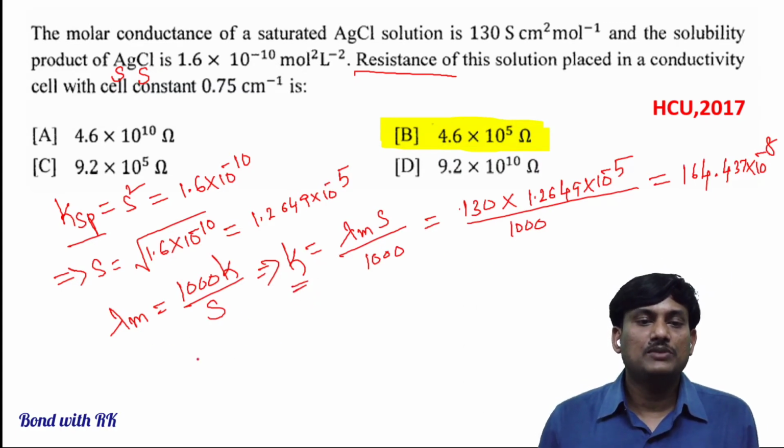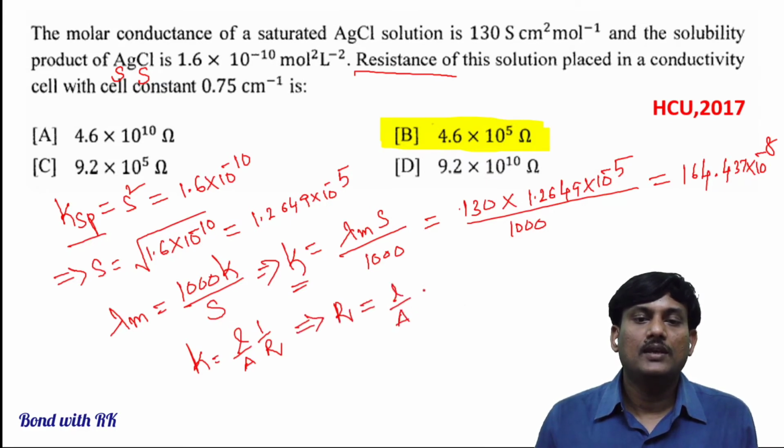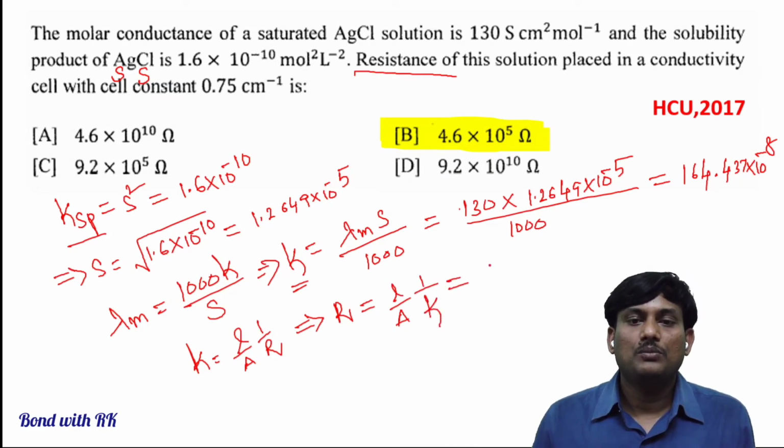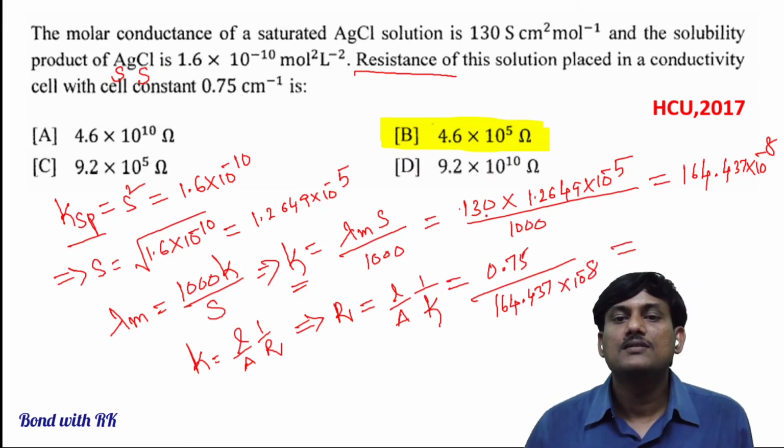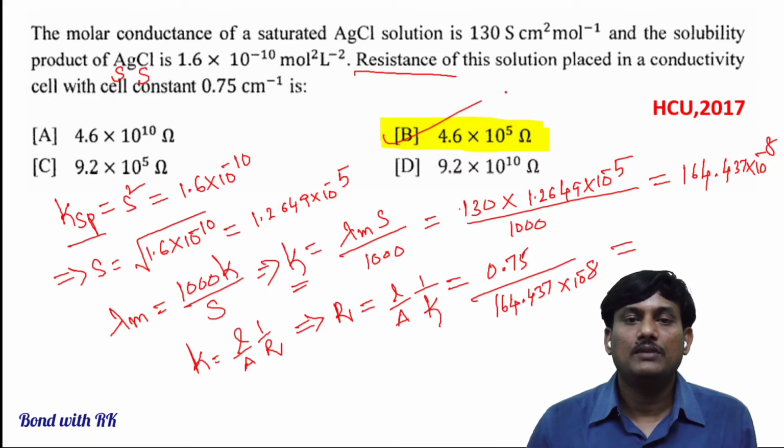Okay, we know the relation: kappa is equal to cell constant, L by A, into 1 by R. So R is equal to cell constant L by A, and 1 by kappa. Cell constant is given, 0.75, by kappa, 164.437 into 10 to the power minus 8. Upon simplification, you will get around 4.6 into 10 to the power 5 ohms.